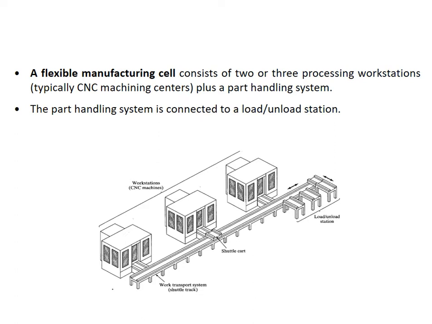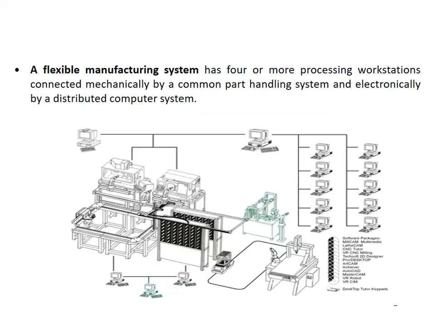As the number increases from 1 to 3 over here, the complexity and the rapidity of manufacturing is more, and the production-wise it is also very effective. In the same way, the previous one was for the flexible manufacturing cell.